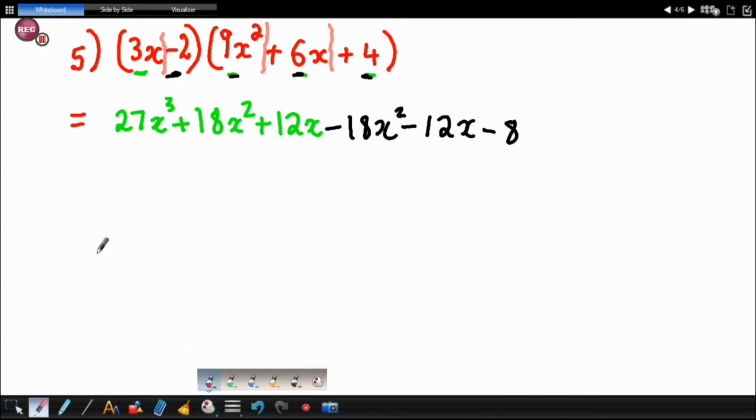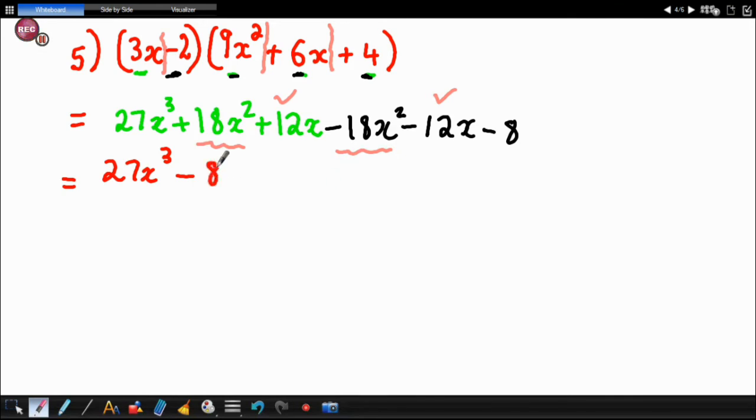Right, and then we look at like terms. I think we do have like terms here. Let's see. We use our highlighter. We have that and another -18x squared. Then we also have 12x minus 12x. So let's see, what do we have then? Right, so we are going to do this. The 27x cubed will stay as it is. Then the 18x squared minus 18x squared would be 0. And then we have 12x minus 12x will be 0. So therefore, we'll just have a -8 there, and that's our answer.